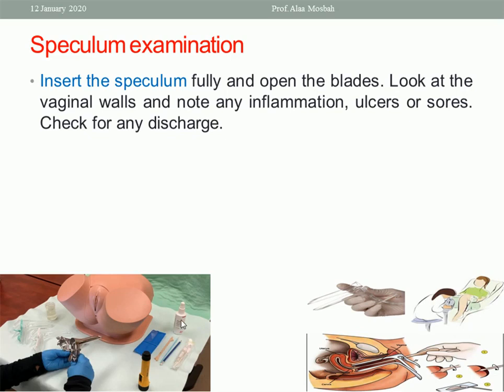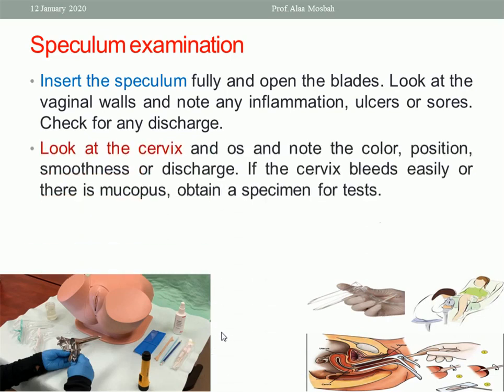Look at the vaginal wall and note any inflammation, ulcer or sores. Check for any discharge. Look at the cervix and the external os and note the color, position, smoothness or discharge. If the cervix bleeds easily or there is mucopus, obtain a specimen for test.